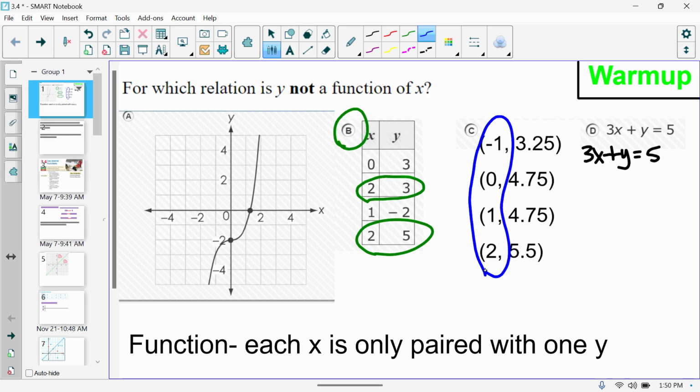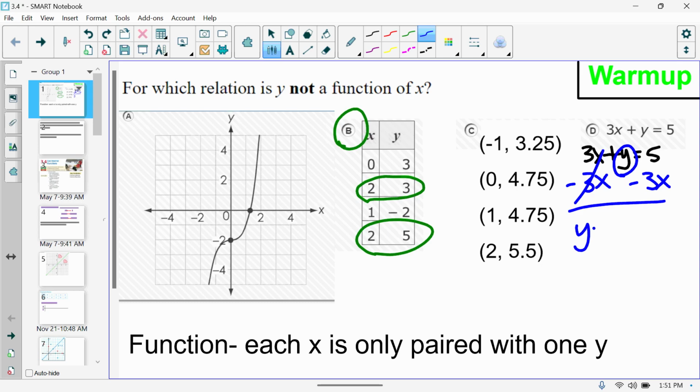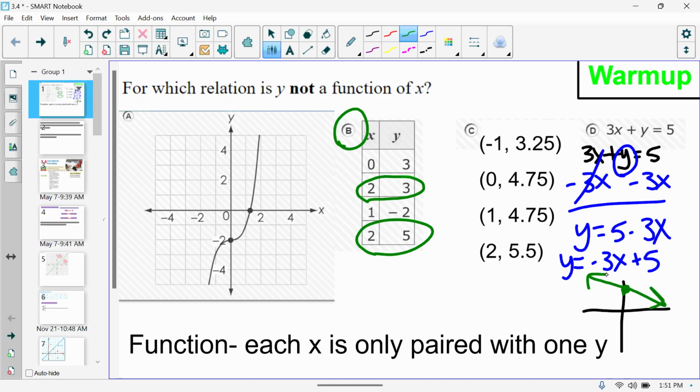Like you have -1 paired with 3.25. You don't see -1 later on paired with something else, okay? On D, if we get the y by itself, like subtract x from both sides so that we could go graph it in our calculator if we want, I'm actually going to write it this way with the -3x first and then the 5. Do you guys remember good old y equals mx plus b, I hope, from Algebra 1? This equation that I just wrote, -3x plus 5, that's a linear equation. The y-intercept of it is 5, and it has a slope of -3. So it looks something like that if we graph it, okay?